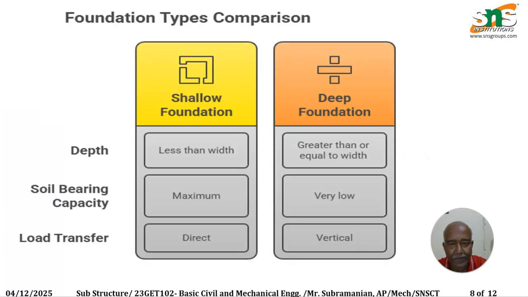Here you see the difference between the shallow foundation and the deep foundation. In shallow foundations the depth must be less than the width, whereas in deep foundations the depth must be greater than or equal to the width. For the soil bearing capacity, in a shallow foundation it must be maximum, and for a deep foundation it is very low. For load transfer, in a shallow foundation the building load is transferred directly, whereas in a deep foundation it is transferred vertically.